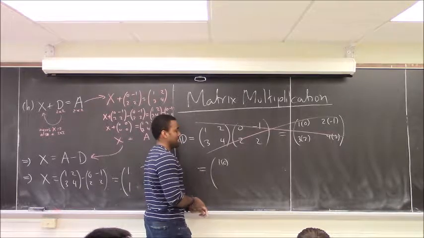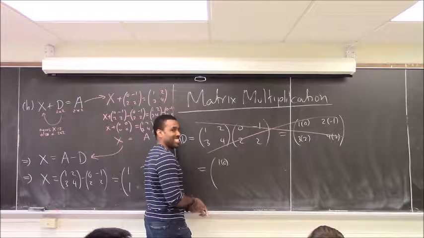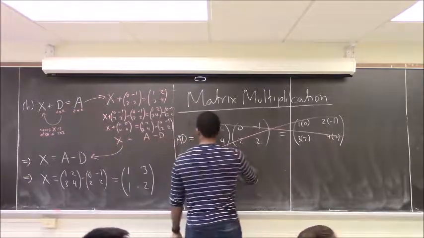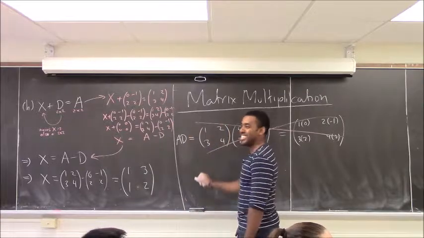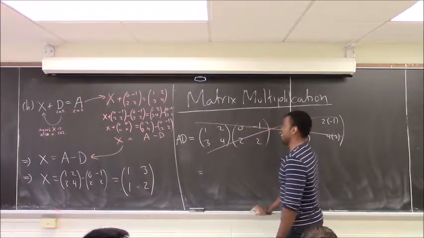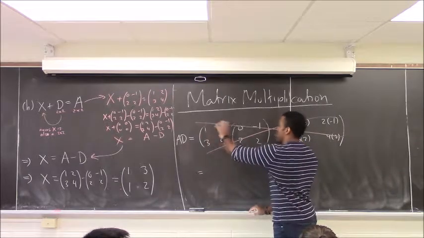Oh, I know. Is it 1 times 0, 1 times 2? Oh, I have an idea. Row times column? Is it row by column? Yeah, row by column. You actually multiply rows by columns.